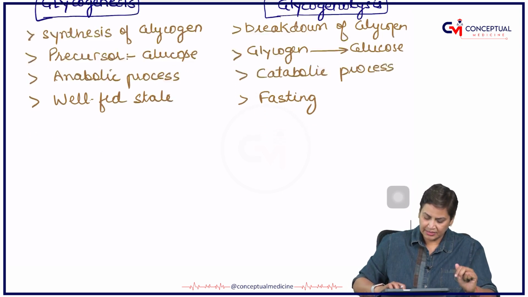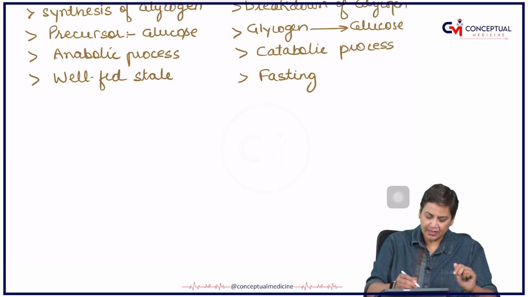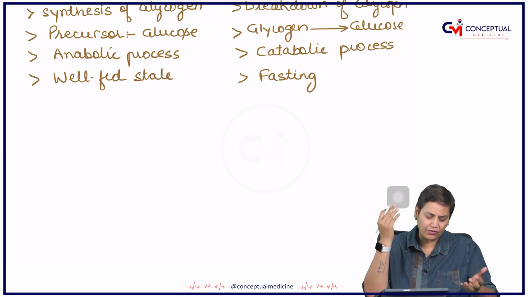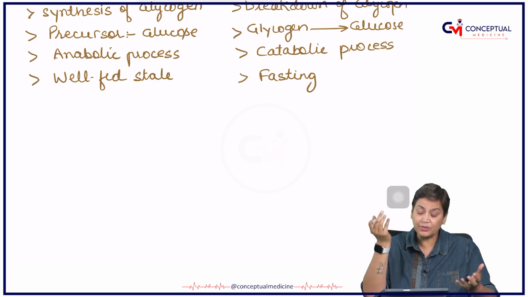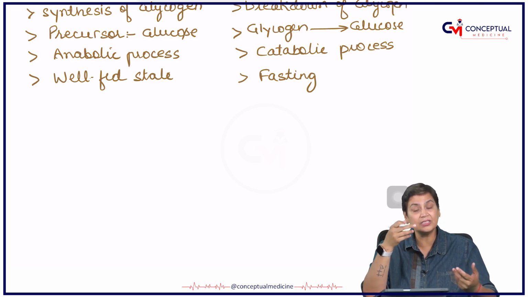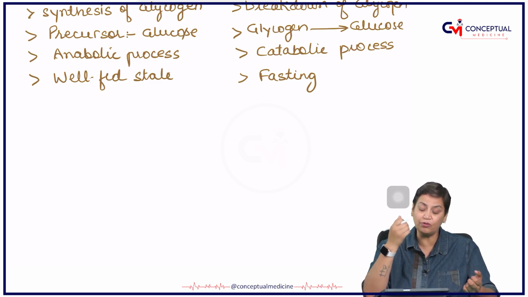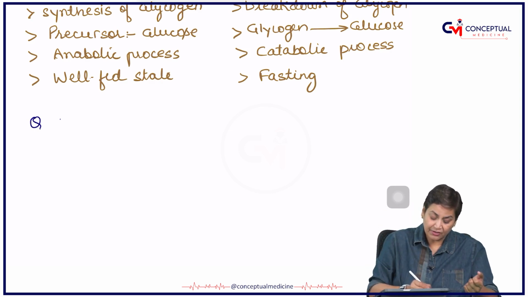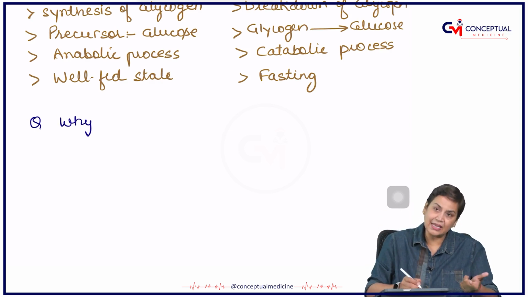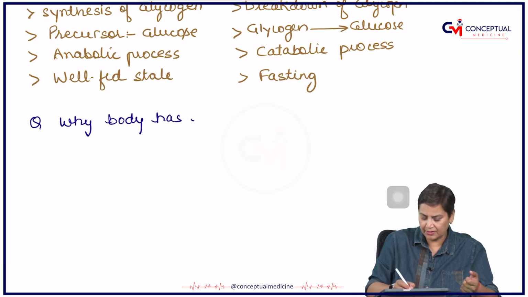Then coming over to this, have you ever given a thought, because we have been studying for so many years that fats are the instantaneous source of energy? So what is the difference between the beta oxidation of fats and glycogenolysis? What is the use of storage of glycogen in the body? So the question is, why does the body store glycogen?